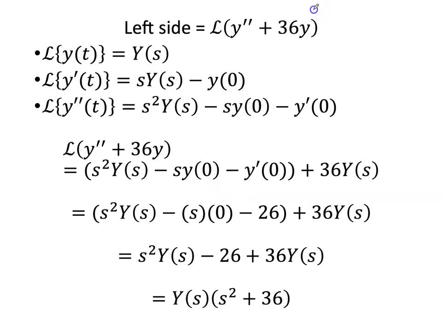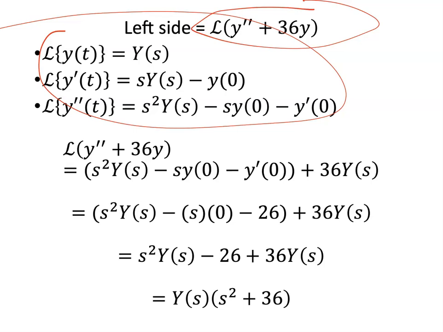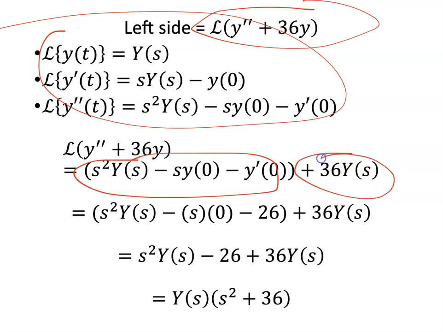To rewrite the left side, we need to know the formulas for the Laplace transform of y, y prime, and y double prime. The Laplace transform of y double prime is s squared Y of s minus s y of 0 minus y prime of 0. And the Laplace transform of 36y is just going to be 36 Y of s.